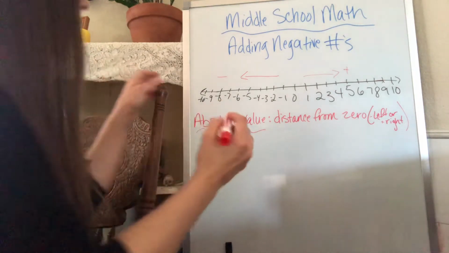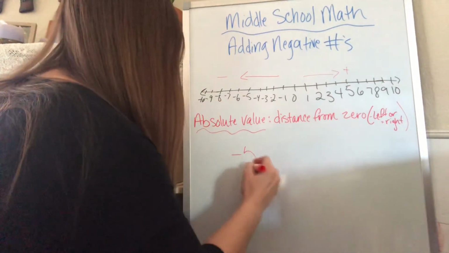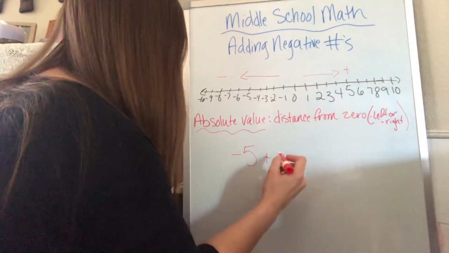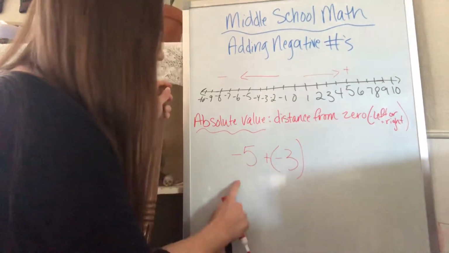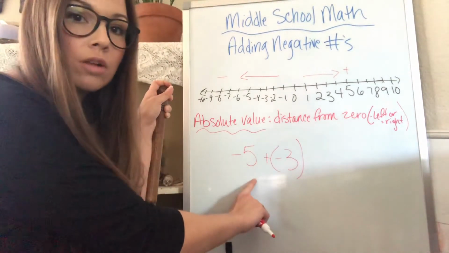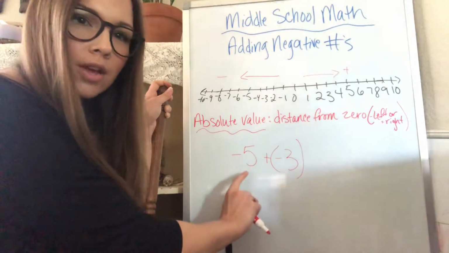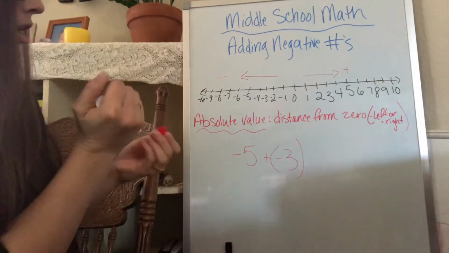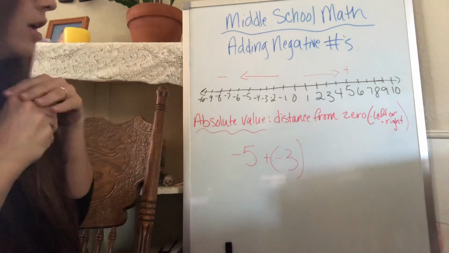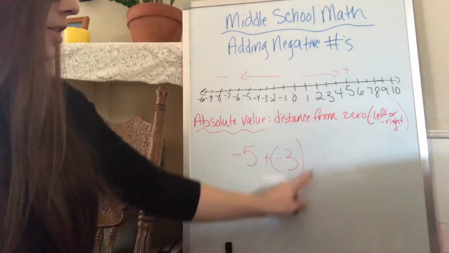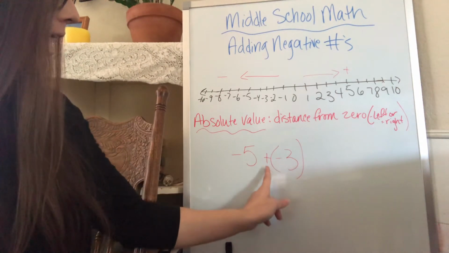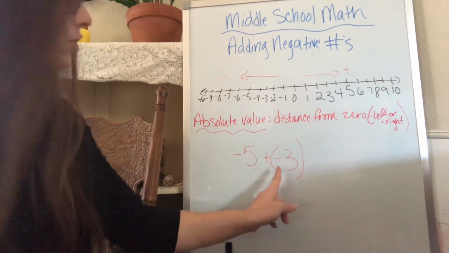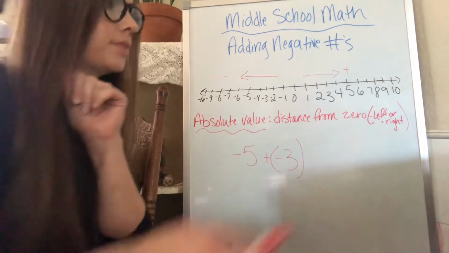Okay, let's say I have -5 plus (-3). This is how you're going to see them on your assignment. This is how they also come up on Khan. Can you guys see that okay? I might need a different color. These parentheses are to remind you that that negative goes with that 3. So you're adding, but the number itself is negative. That's why there's a parenthesis around the 3.